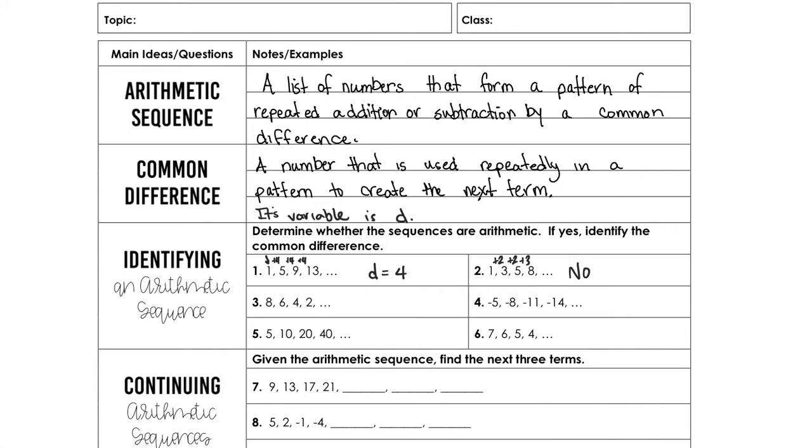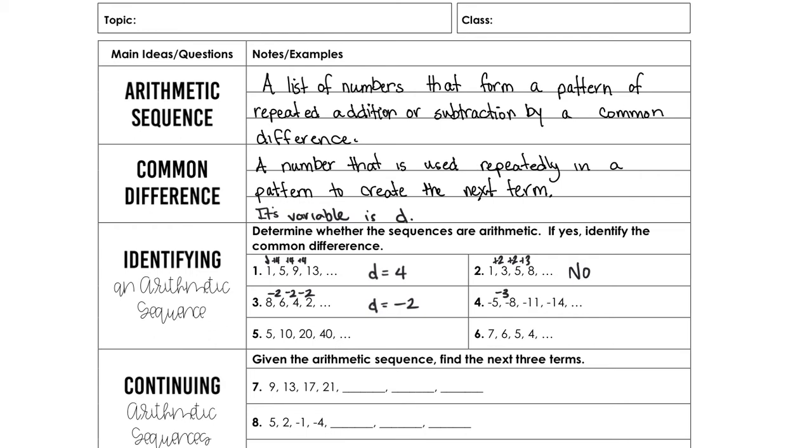Number 3, so 8 to 6 is minus 2, 6 to 4 is minus 2, and 4 to 2 is minus 2. So notice I am just subtracting 2 each time, and if I wanted to continue this pattern, I would subtract 2 from 2 and get 0, and then just continue to subtract 2. So the common difference here is negative 2, right? So if you have a subtraction, you do have to identify that it is negative, okay? You can't just write the difference as 2. You do have to identify the negative there, right? Take a look at number 4. So from negative 5 to negative 8, okay, that is minus 3.